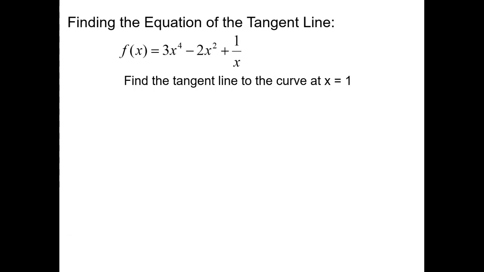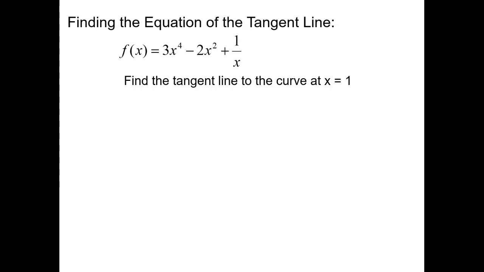This is Mrs. Johnson. This is an example of finding the equation of the tangent line to a curve at a given point. Given this curve f of x shown here, we want to find the tangent line to the curve when x equals 1. So our answer is going to be a linear equation. We want the equation of the line that is tangent to this curve at the point when x equals 1.